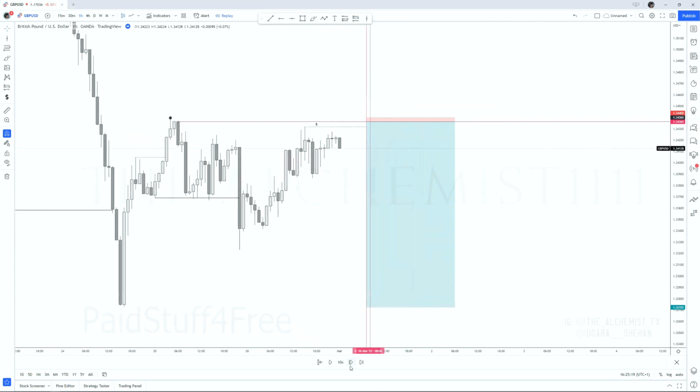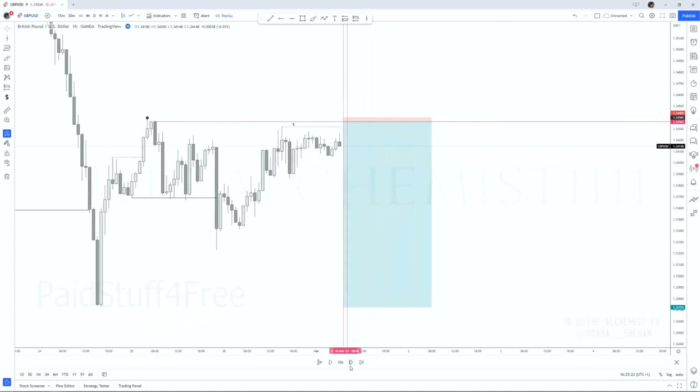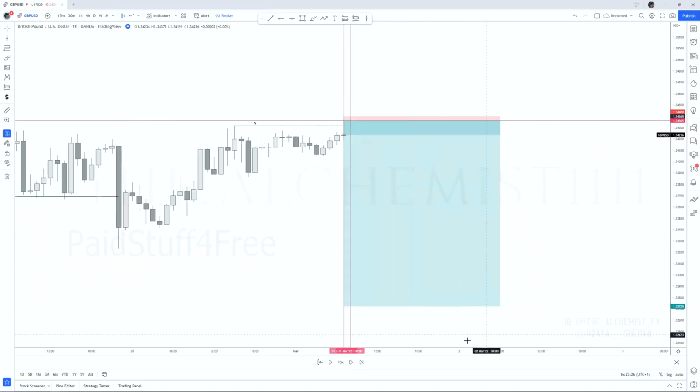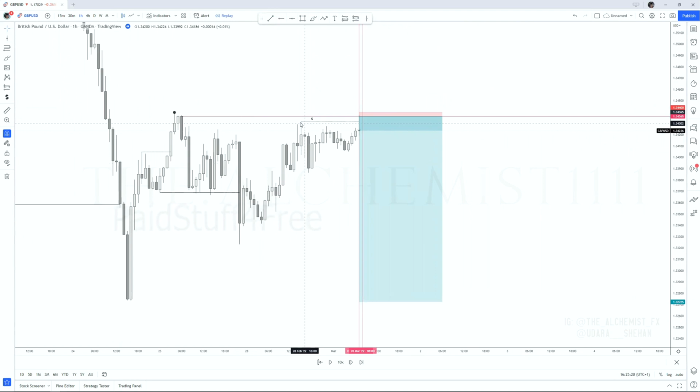So what happens? Not yet, not yet. There we go. Time is good. There it goes, right at 7 a.m. The London kill zone clears out this pool of liquidity, the previous day's high, the Asian high, all of that cleared out into the strong high.